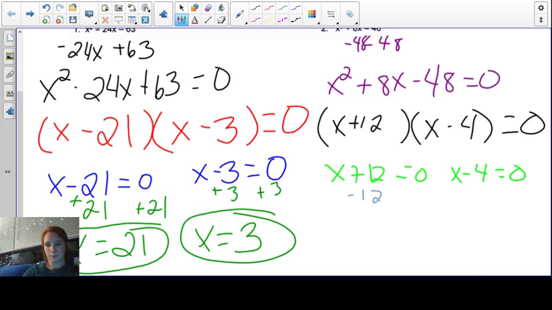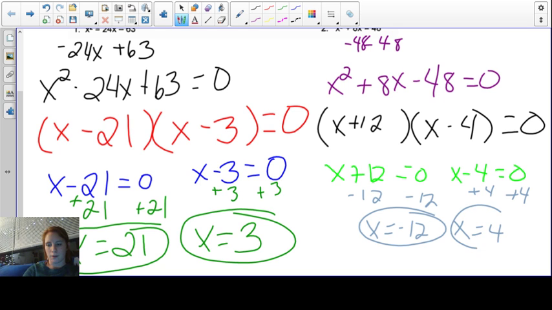Subtract 12. So x is negative 12. Add 4. And x is 4.